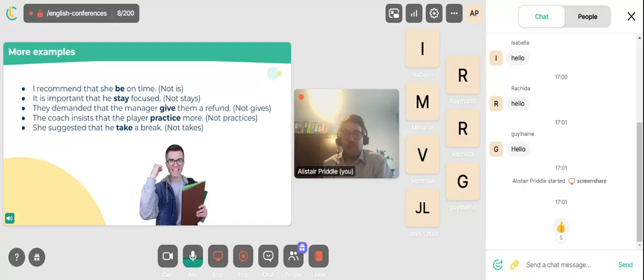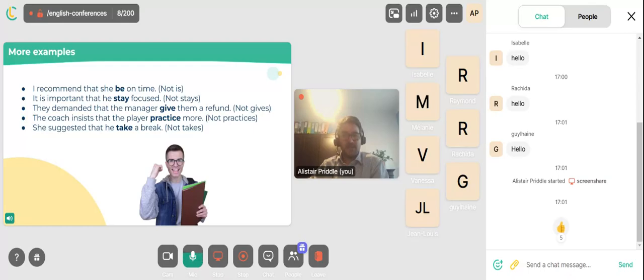It is important that he stay focused, not stays. It is important that he stay focused. They demanded that the manager give them a refund, not gives. They demanded that the manager give them a refund.